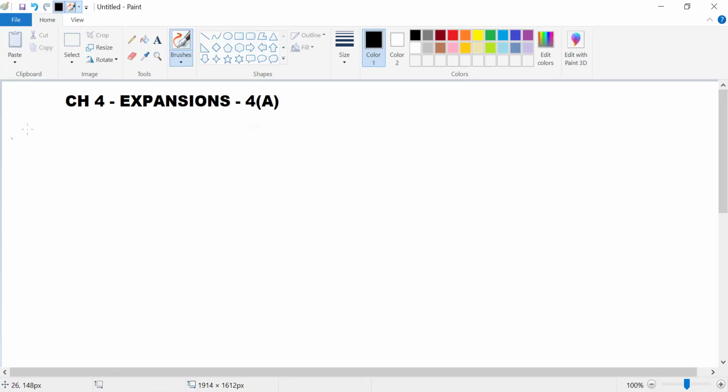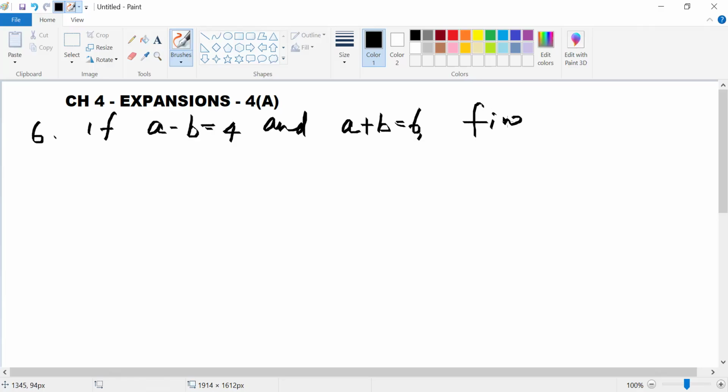Exercise 4A, question number 6. If A minus B equals 4 and A plus B equals 6, then find A square plus B square. Then the second question, find AB.